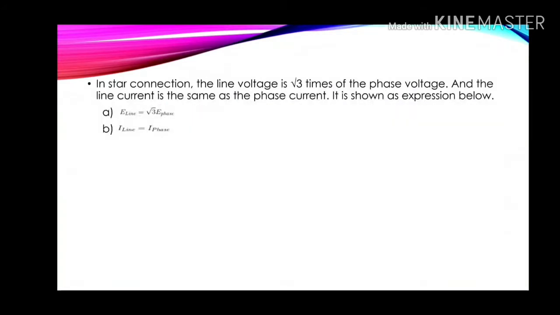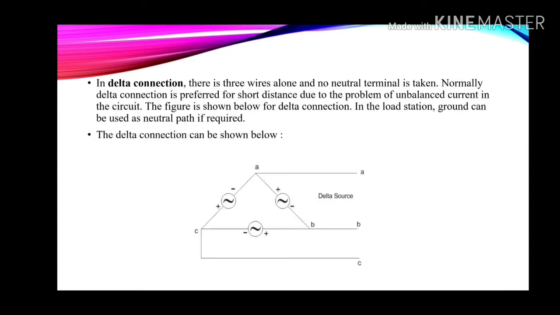In star connection, the line voltage is square root 3 times the phase voltage, and the line current is the same as the phase current. It is shown as the expression below. E line equals square root 3 E phase, and I line equals I phase.